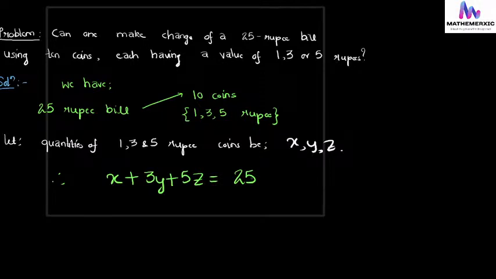So let us say 3 coins of 5 rupee value, 3 times 5 is 15. 15 plus 10 will be 25, but a 5 rupee coin is not there in that, and that is a problem.